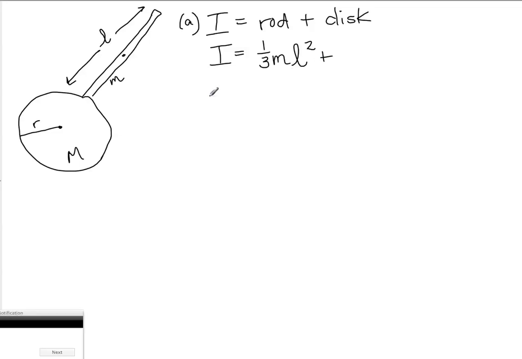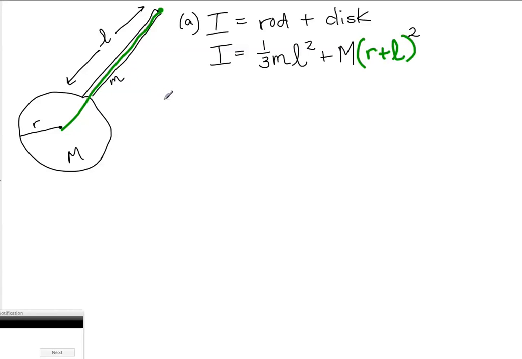Now, the disc is not rotating around its center, right? It's rotating around this point up here. So it is not 1/2 mr squared disc. It's actually a bunny on a string. And so the moment of inertia of the disc is just going to be the mass of the disc times this length squared from the pivot to the center of mass, that length. And that length is r plus L. So that's going to be the way we're going to calculate the moment of inertia.